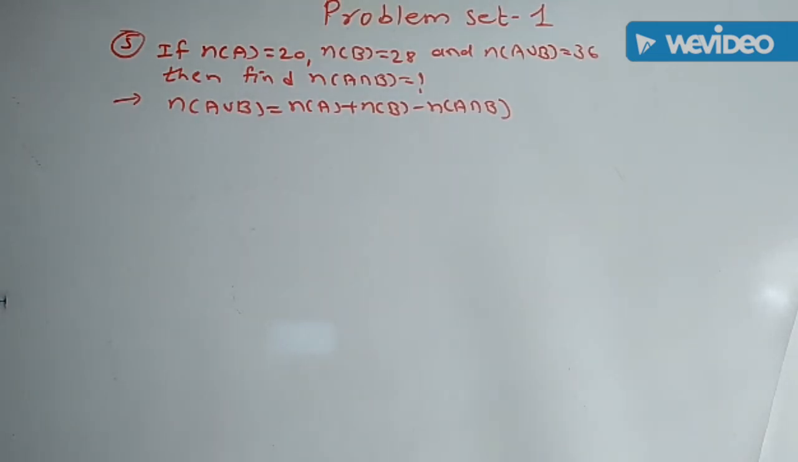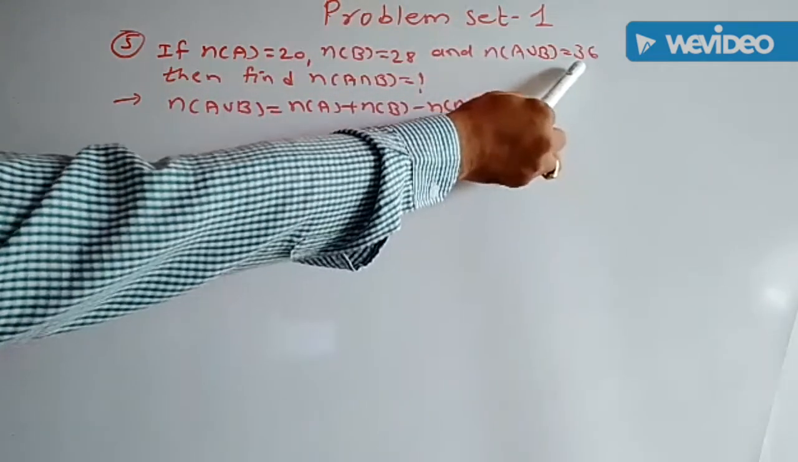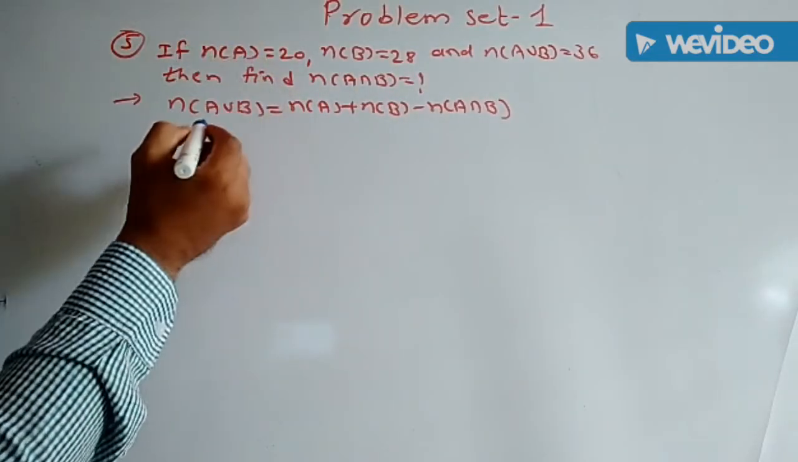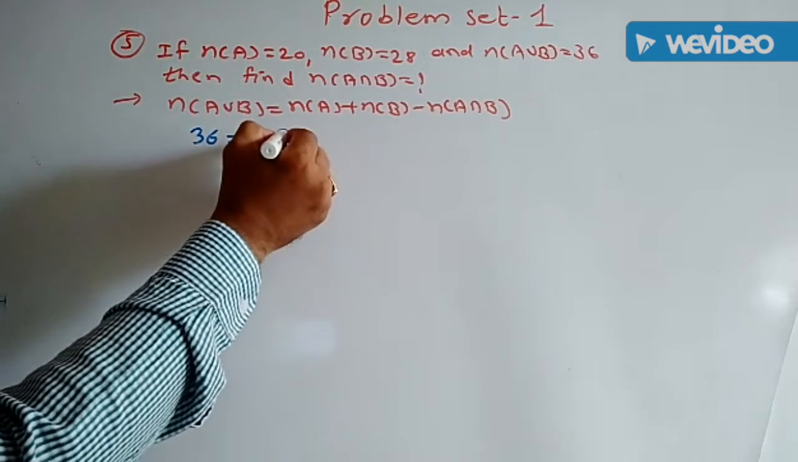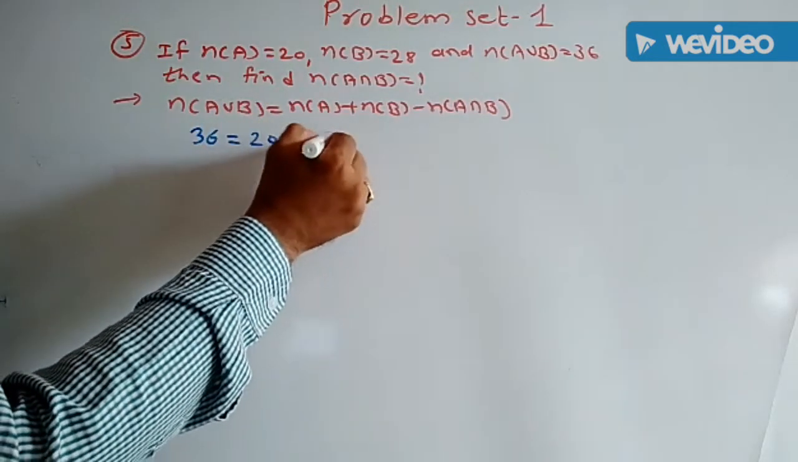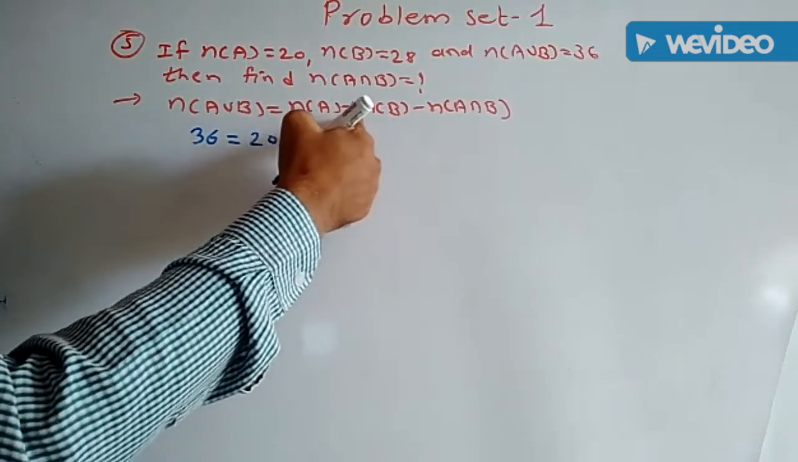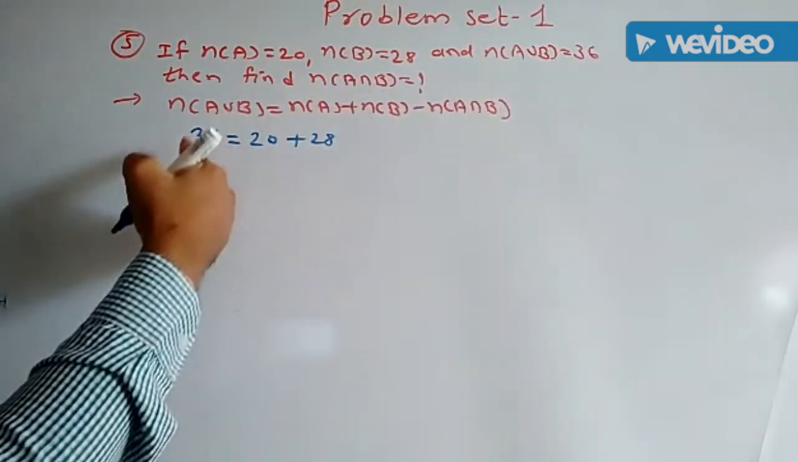Next example is given: if n(A) is equal to 20, n(B) is equal to 28, n(A union B) is given 36, find n(A intersection B). Now n(A union B) is given 36, n(A) is given 20, and n(B) is given 28. Therefore in the relation n(A union B) is equal to n(A) plus n(B) minus n(A intersection B), in this relation we put the values.